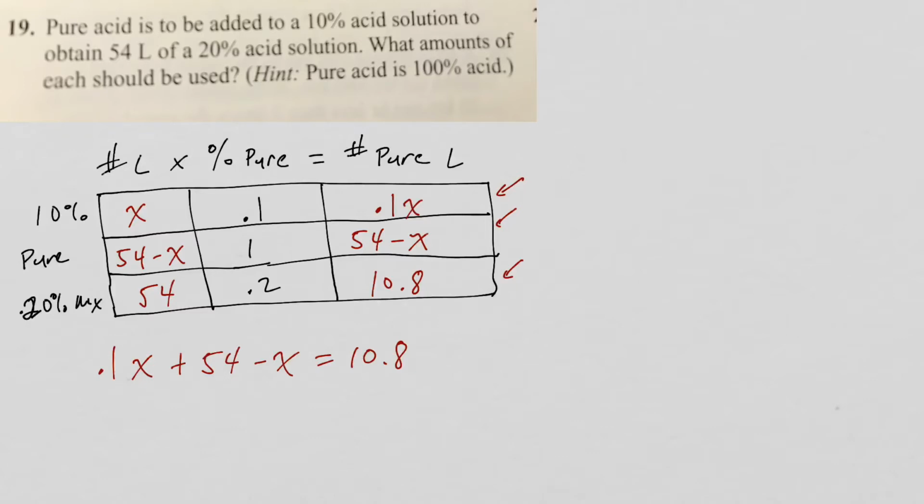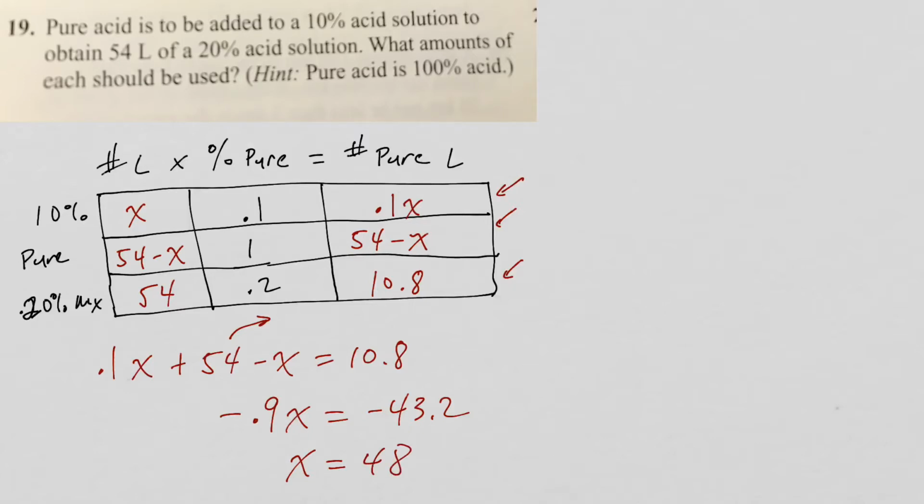0.1 minus 1 is negative 0.9. And I'll bring my 54 to the right by subtracting it. 10.8 minus 54, well, 11 minus 54 is negative 43, so negative 43.2. I better use a calculator and double check that. 10.8 minus 54 is negative 43.2. Divide by negative 0.9, and I got X is equal to 48.